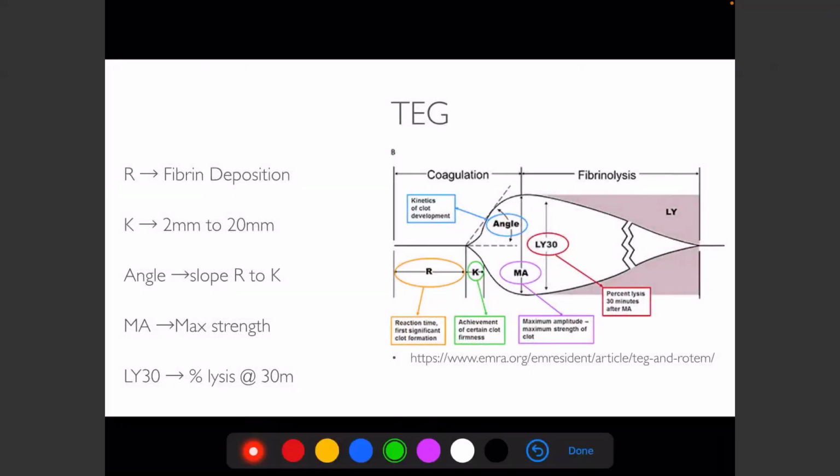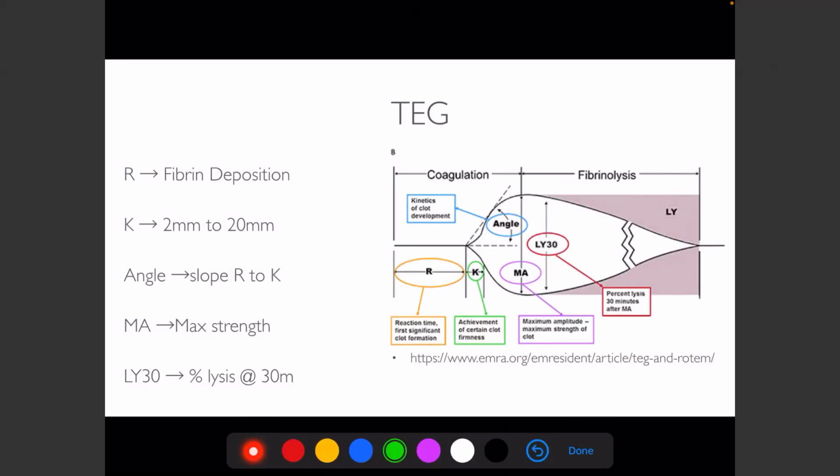So the values you'll get with TEG, and you don't have to really memorize this, they correlate to things I'm going to talk about in the Rotem graphs, are you have your first R time, which is basically, it's going to have no resistance, and then all of a sudden it starts getting resistance, and that's your R time. And that's basically when fibrin is starting to be deposited up to 2 millimeters in the cup. So that's your resistance.